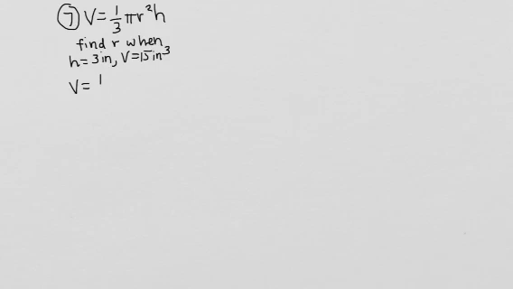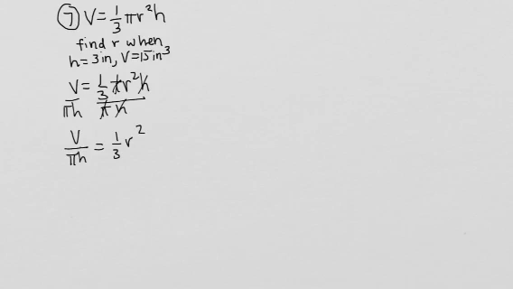So I'm going to put V is 1/3 pi R squared H. So I'm going to divide by H and by pi. Now do the same thing on this left side. So that eliminates the pi and the H. And then we have V over pi H equals 1/3 R squared. So I'm going to multiply by 3 on both sides. So that eliminates the 3 on the right side. And then that leaves me with R squared.